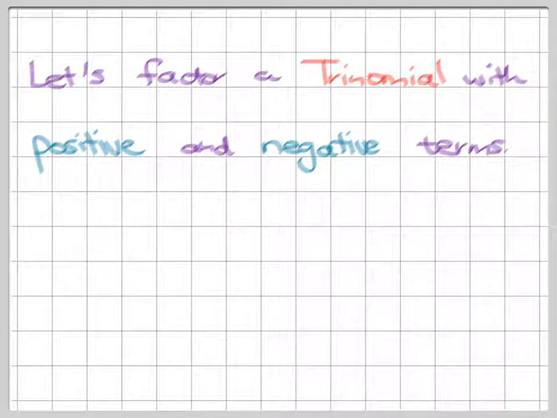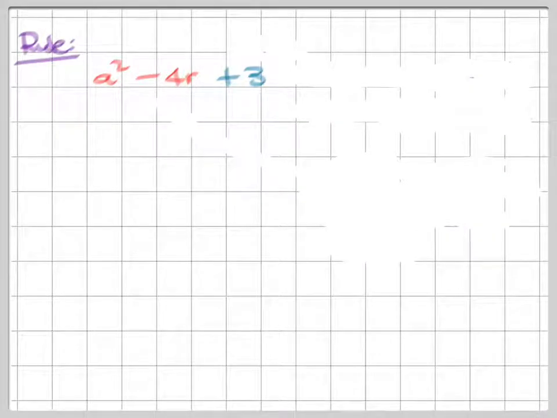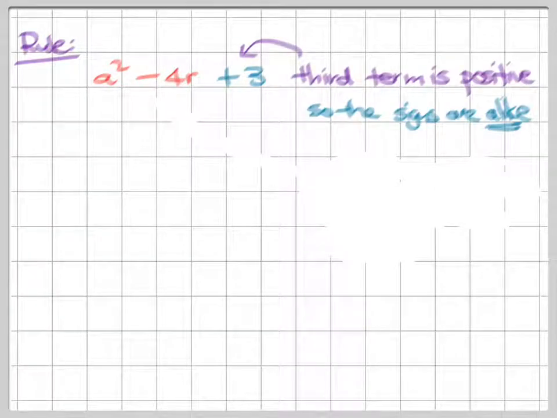So we're going to factor a trinomial with a positive and a negative term. So let's go see what the rules are. We have 3 rules to look at. The first rule is, you can see we have a trinomial here. So you can see we've got different signs here today. So let's have a look at what we're first going to look at. We're going to look at this third term.